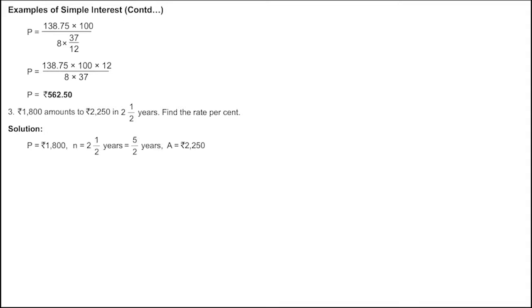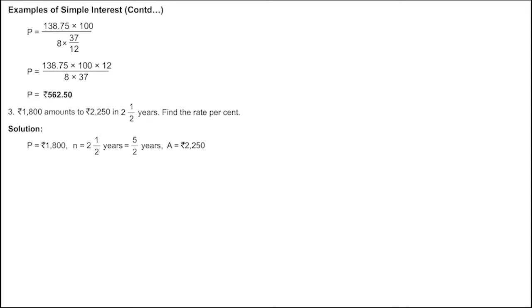So now we have learnt how to find the principal. Now let's see how to find rate percent. What is given to us? Rupees 1,800 amounts to rupees 2,250 in 2.5 years. Find the rate percent. What is 1,800? Principal. Amounts to rupees 2,250 means amount is given to us as 2,250 and 2.5 years is N.